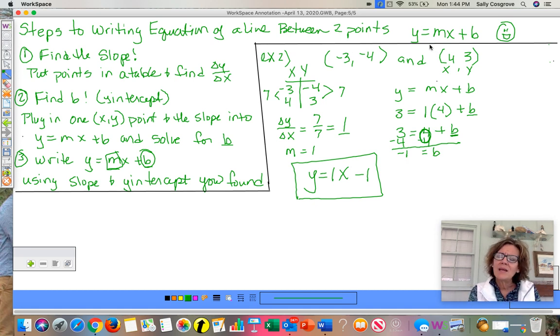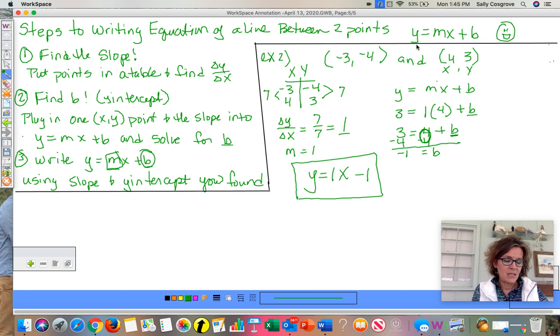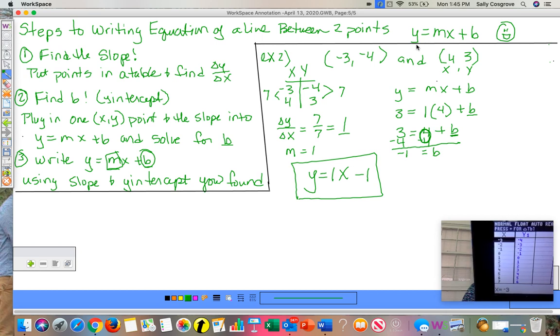Now, how can we determine to see if we're actually right? Well, you can go on Desmos. I'm going to use my calculator, but you can use Desmos, and you go to y equals, and we're going to type in the equation. So 1x minus 1. There's my equation. Now we're going to go to table. So second graph.